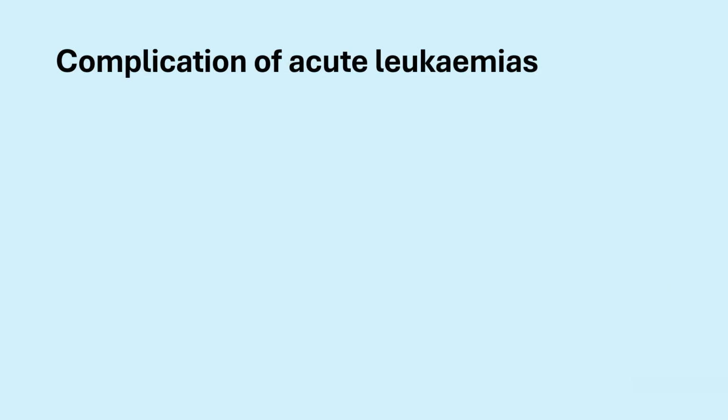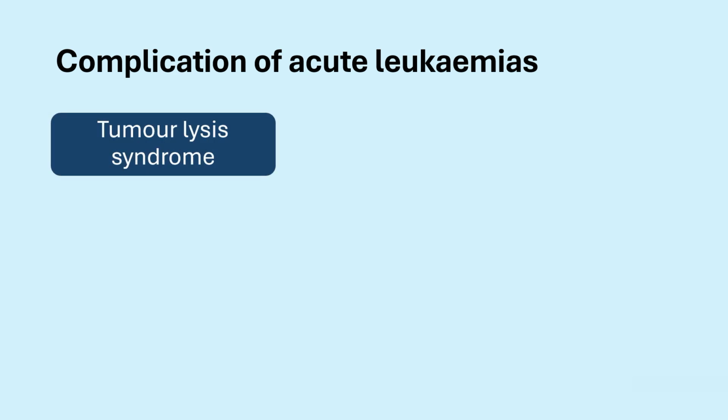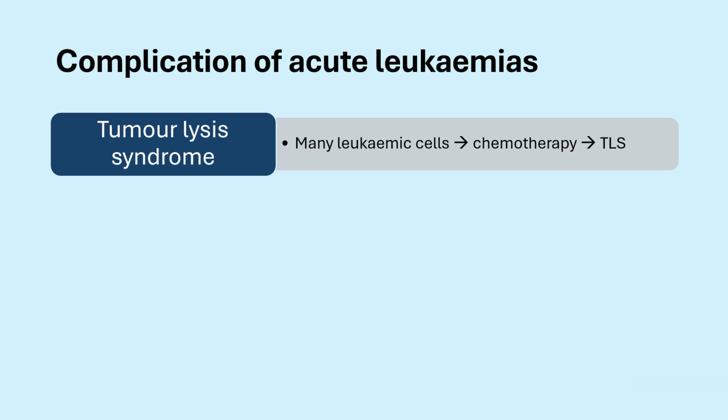It is important to know about the complications of acute leukemias. One common presentation is tumor lysis syndrome. The reason why this occurs is because there are many leukemic cells, and hence when patients undergo chemotherapy, a lot of these cells can die and release massive amounts of cytokines, which can result in tumor lysis syndrome.